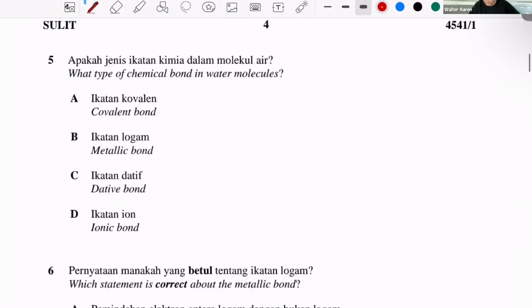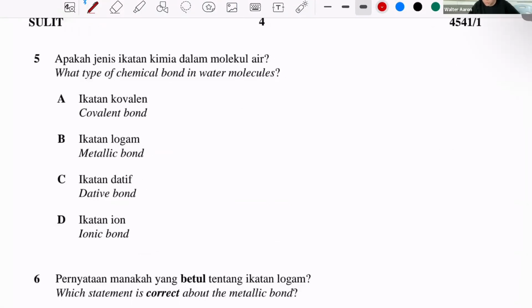Then for number 5, what type of chemical bond is in water molecules? In water molecules, there are forces in between the molecules and also within the molecule itself. If you talk about within the molecule, then it will be covalent bond, because within refers to the chemical bond between the oxygen and hydrogen atoms. So that is referring to covalent bond.